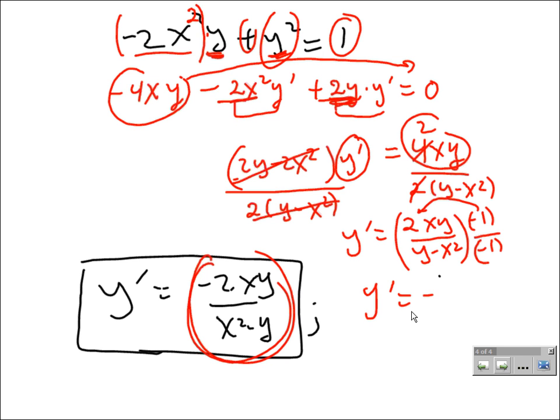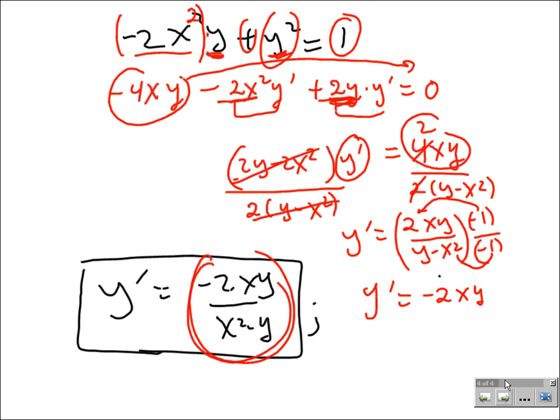Negative 1 times negative 2xy is negative 2xy. Negative 1 times negative x squared is positive x squared. Negative 1 times y is negative y. And yep, I got the right answer. Let's try another one. That's how you learn differential equations, by working problems.